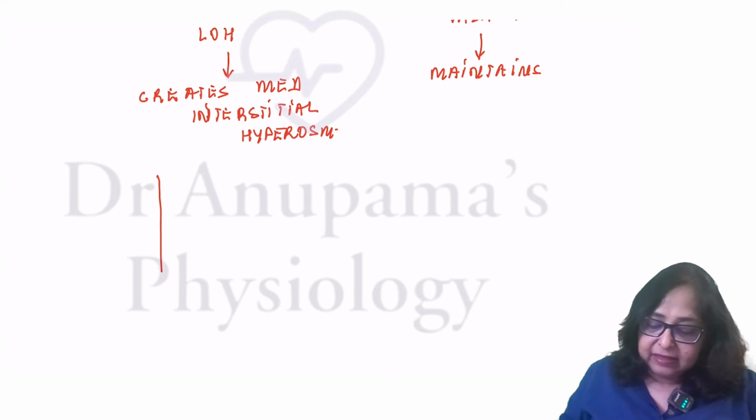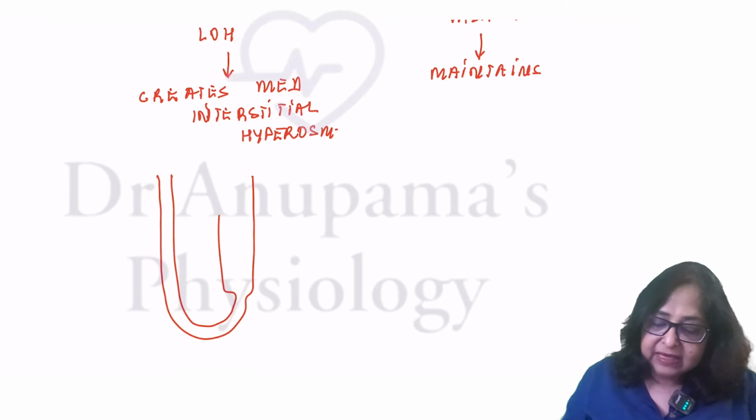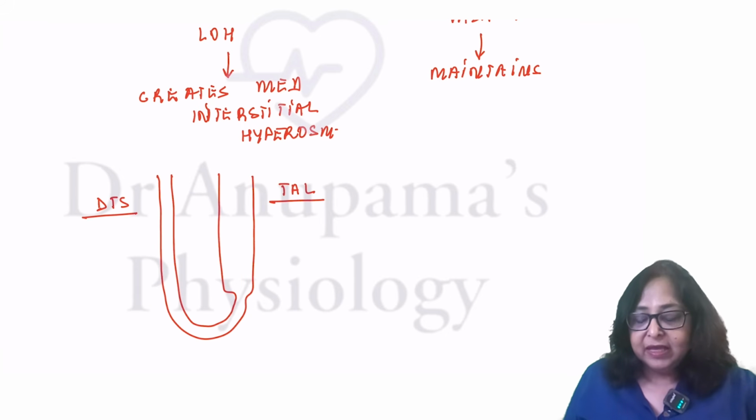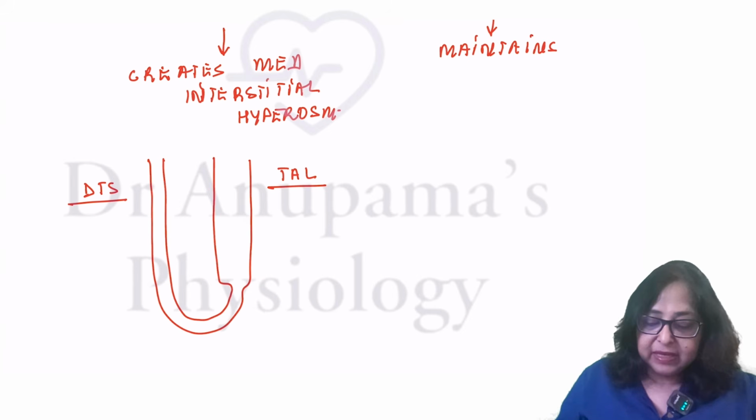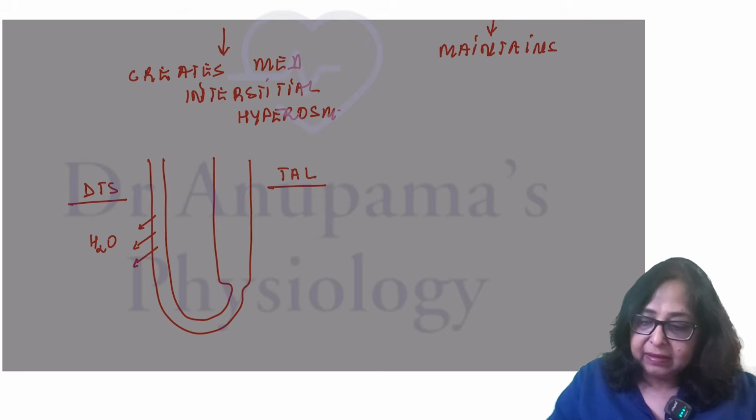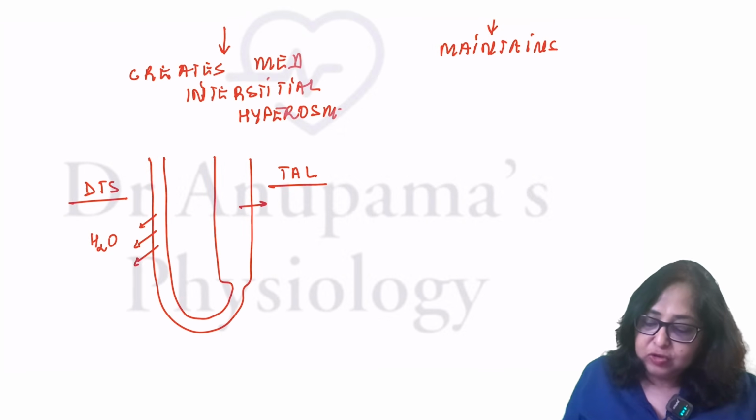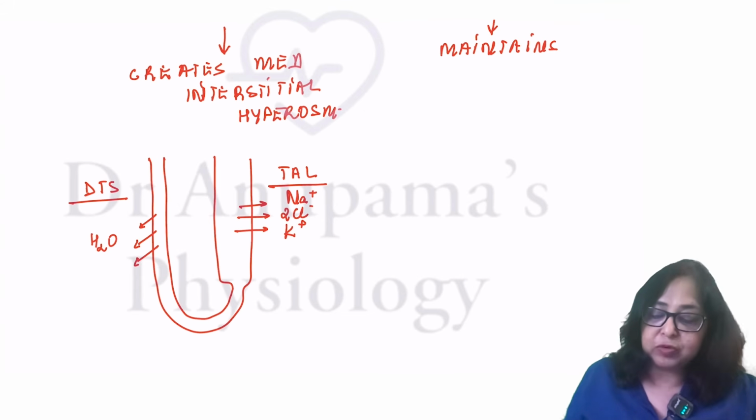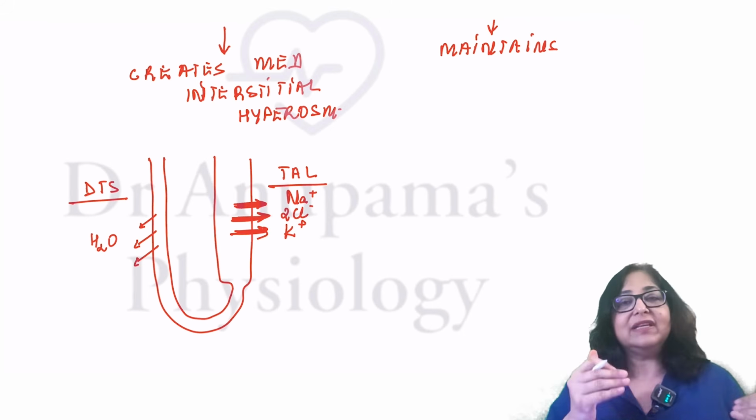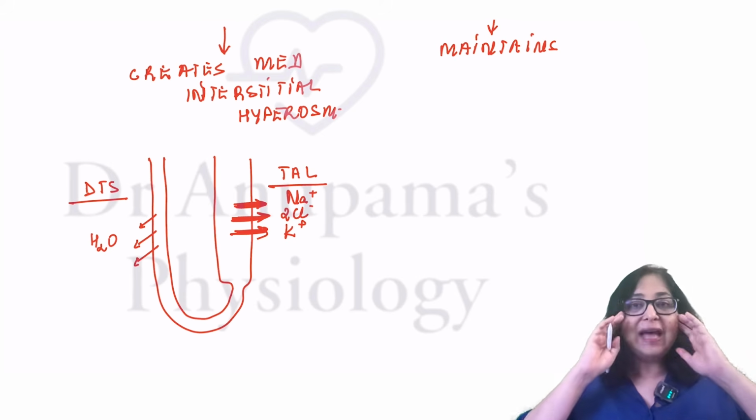Now, what is the role of the countercurrent multiplier or the loop of Henle? The components of the countercurrent multiplier system are the descending thin segment and the thick ascending limb. Now, the descending thin segment reabsorbs only water, and the thick ascending limb reabsorbs only solutes, Na plus, K plus, 2Cl minus co-transport. But please remember, the reabsorption of solutes in the thick ascending limb is more than the reabsorption of water in the descending segment. So what has happened because of this?